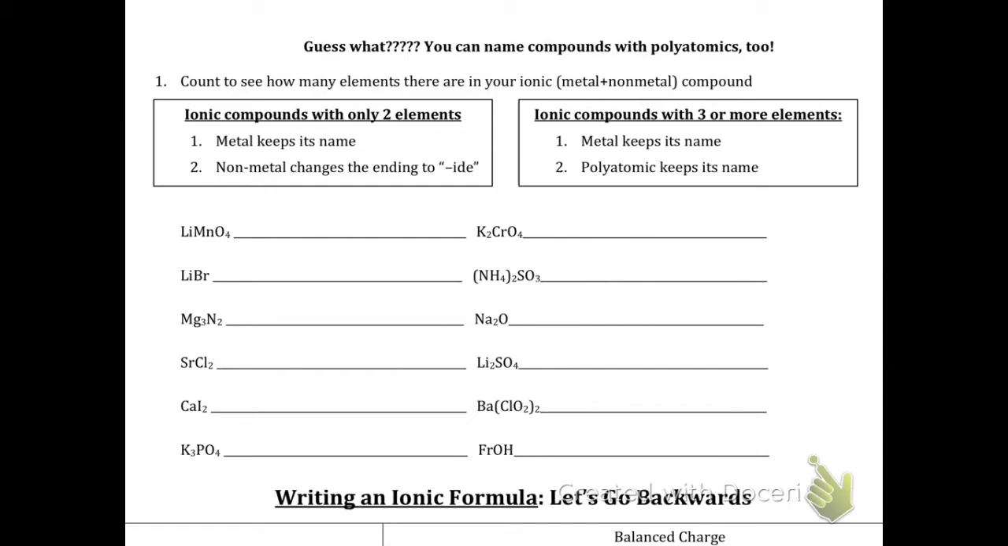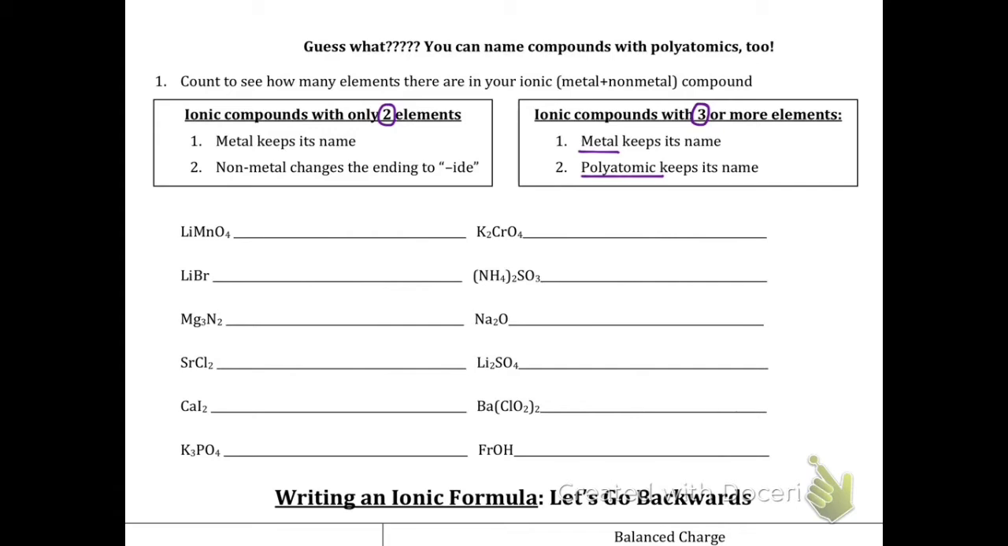The same naming scheme can work with polyatomics too, but there are different rules. So you always need to count how many capital letters you have. Because if you have 2 elements, then you are going to do exactly what you did on the previous page. But if you have an ionic compound with 3 elements, that means that there is a polyatomic. Polyatomics are so special that they keep their name. You do not change their name. Okay, so that means the metal keeps the name and the polyatomic keeps their name.